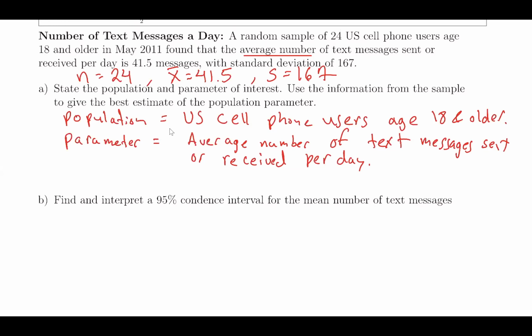And lastly, the best estimate of the population parameter. So we want the point estimate. That's going to equal our sample mean, which is equal to 41.5. Since I don't know the average number of text messages sent or received per day for the entire population, we get an estimate of what that could be, which is the sample mean. So the sample mean was 41.5. Any questions regarding anything I have written down so far for part A?